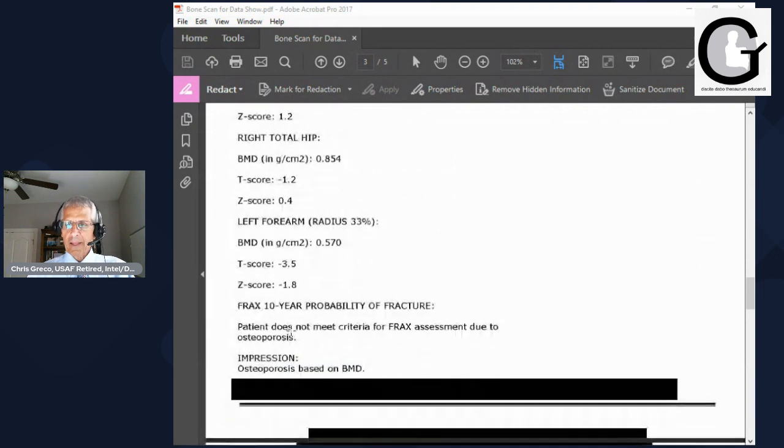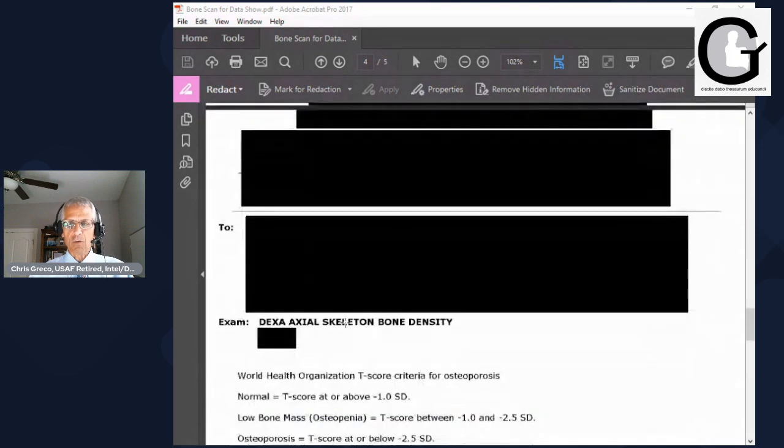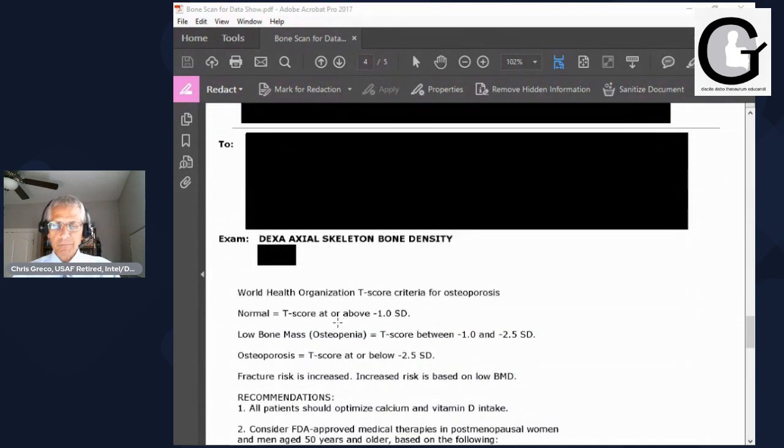Left forearm. 10-year probability, it says patient does not meet criteria for FRAX, which is the probability of fracture, right? Due to osteoporosis. Impression, osteoporosis based on BMD, bone mineral density. So this is what we're talking about. Basically, they are diagnosing this individual with osteoporosis. So here's what the World Health Organization says about osteoporosis.